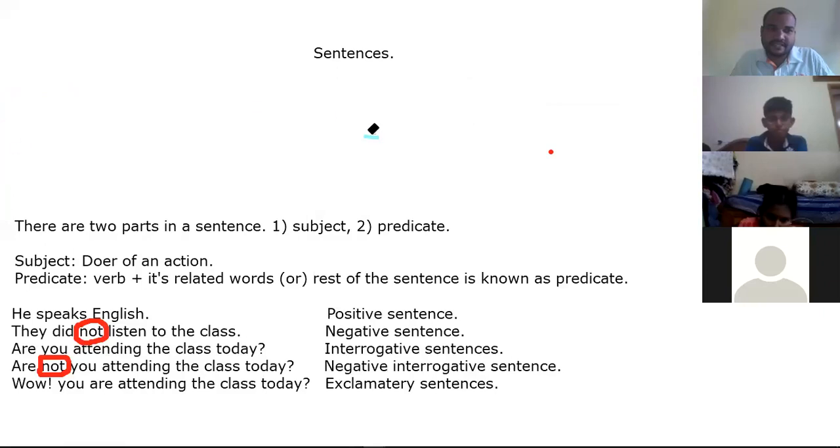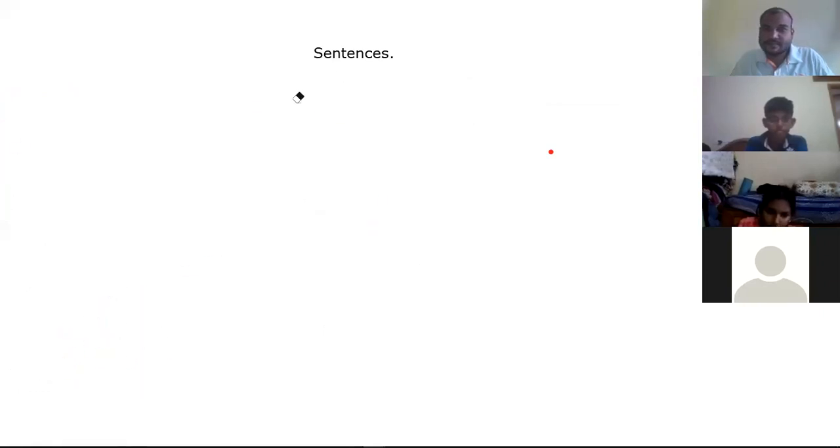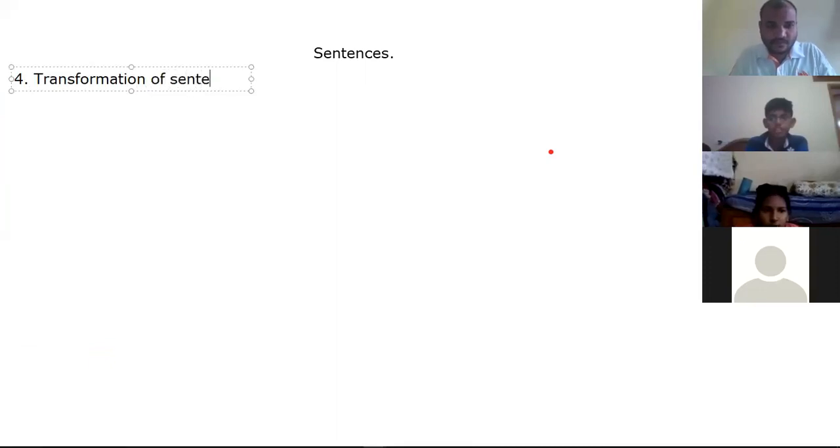So what is the fourth aspect we are discussing today? Transformation of sentences. So what do you mean by transformation of sentences? Transformation means changing from one sentence to another sentence. Very good.